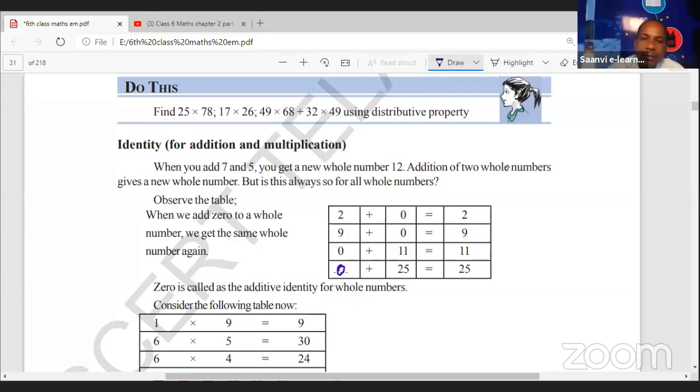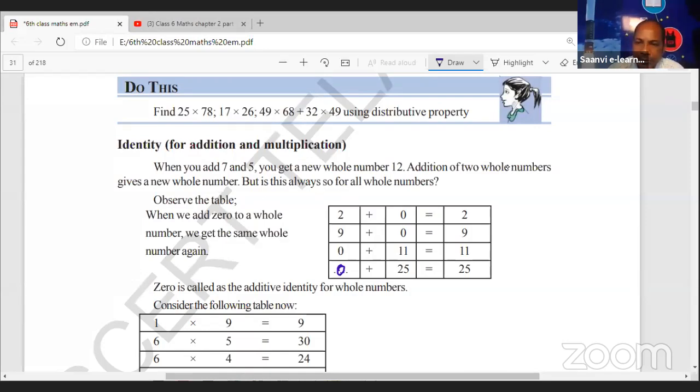Here we have taken 2 and added with 0, again we got 2. Next, 9 added with 0, again 9. Next, 11 added with 0, again the same whole number 11. Next, 25 added with 0, again the same whole number. Like this, when we add any whole number with 0, we get the same whole number. So this is the specialty of 0.